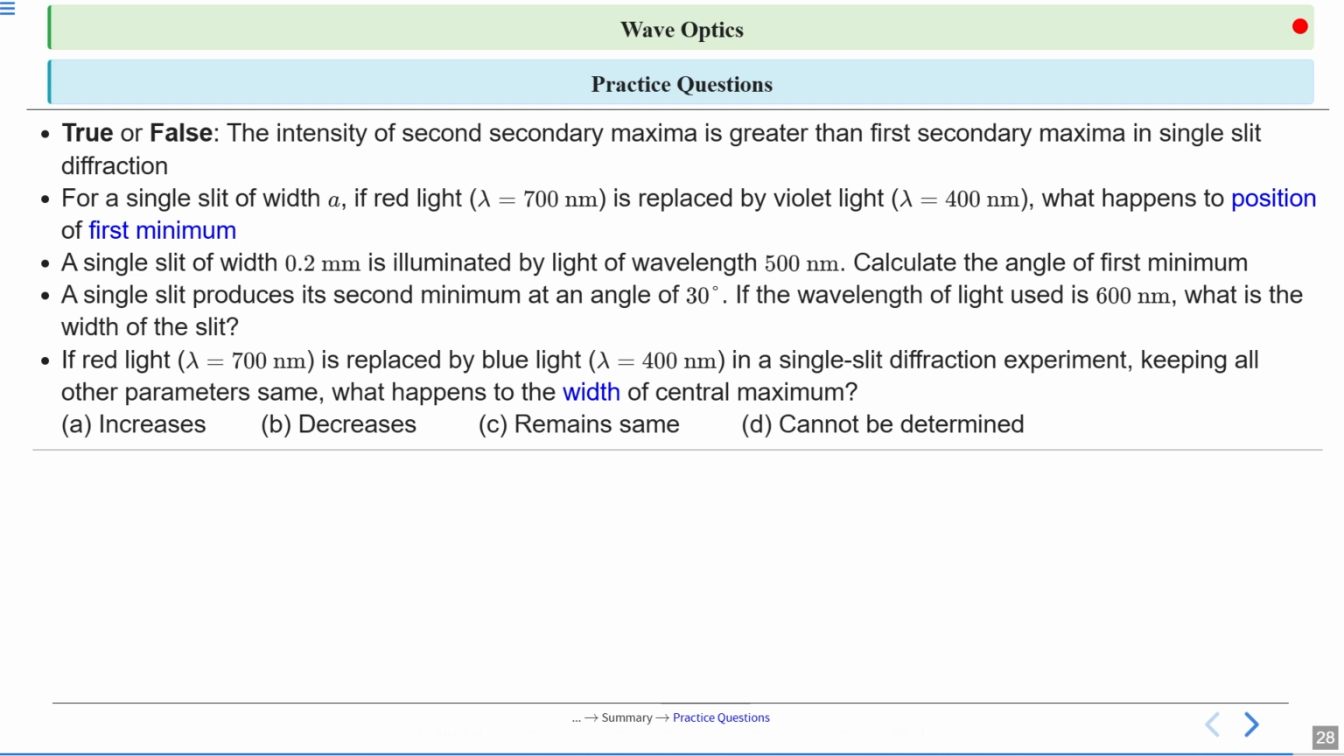Finally, let's discuss what happens to the width of the central maximum when red light is replaced by blue light. In the single slit diffraction experiment, consider how the wavelength affects the diffraction pattern. Does the width of the central maximum increase, decrease, or remain the same? Think about the relationship between the wavelength and the width of the central maximum.